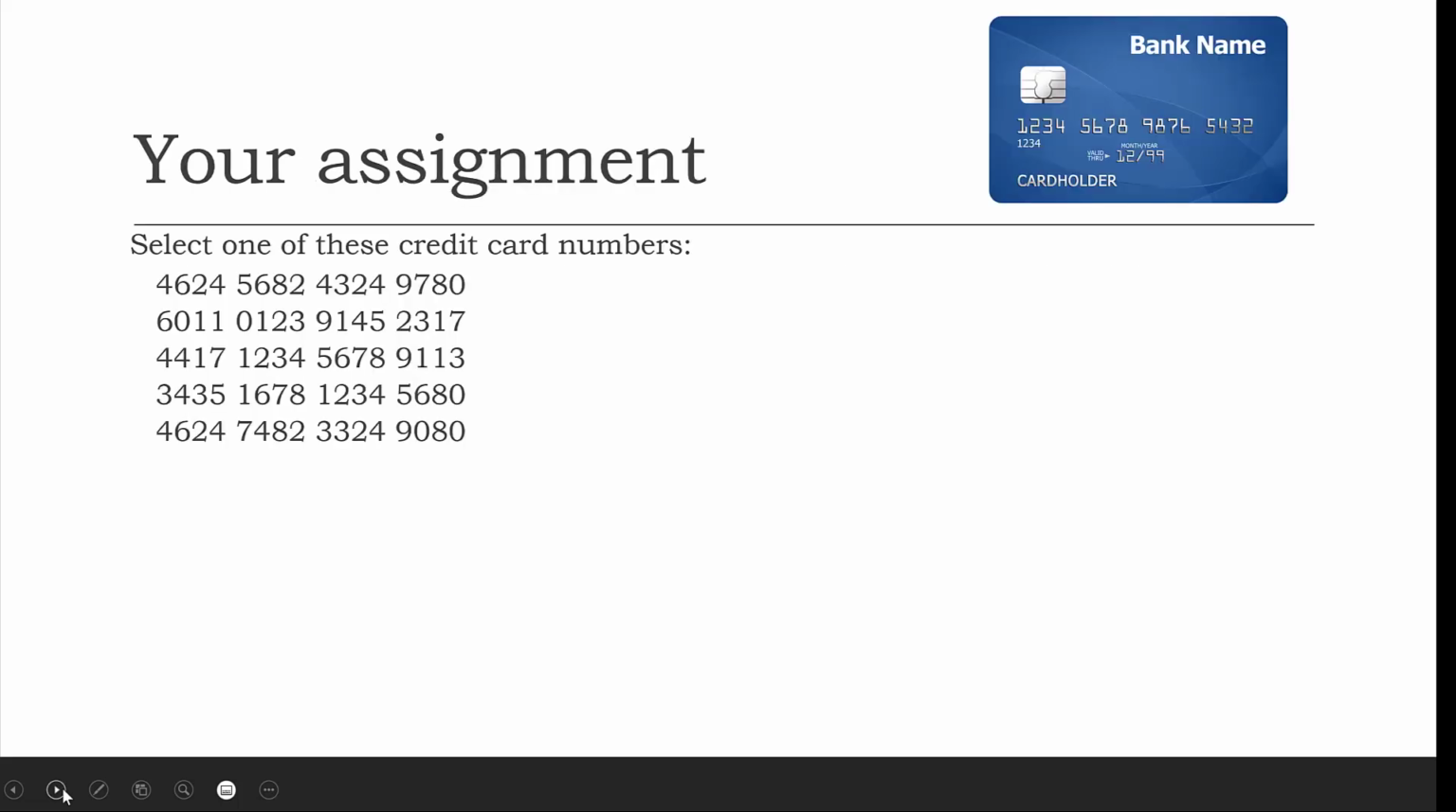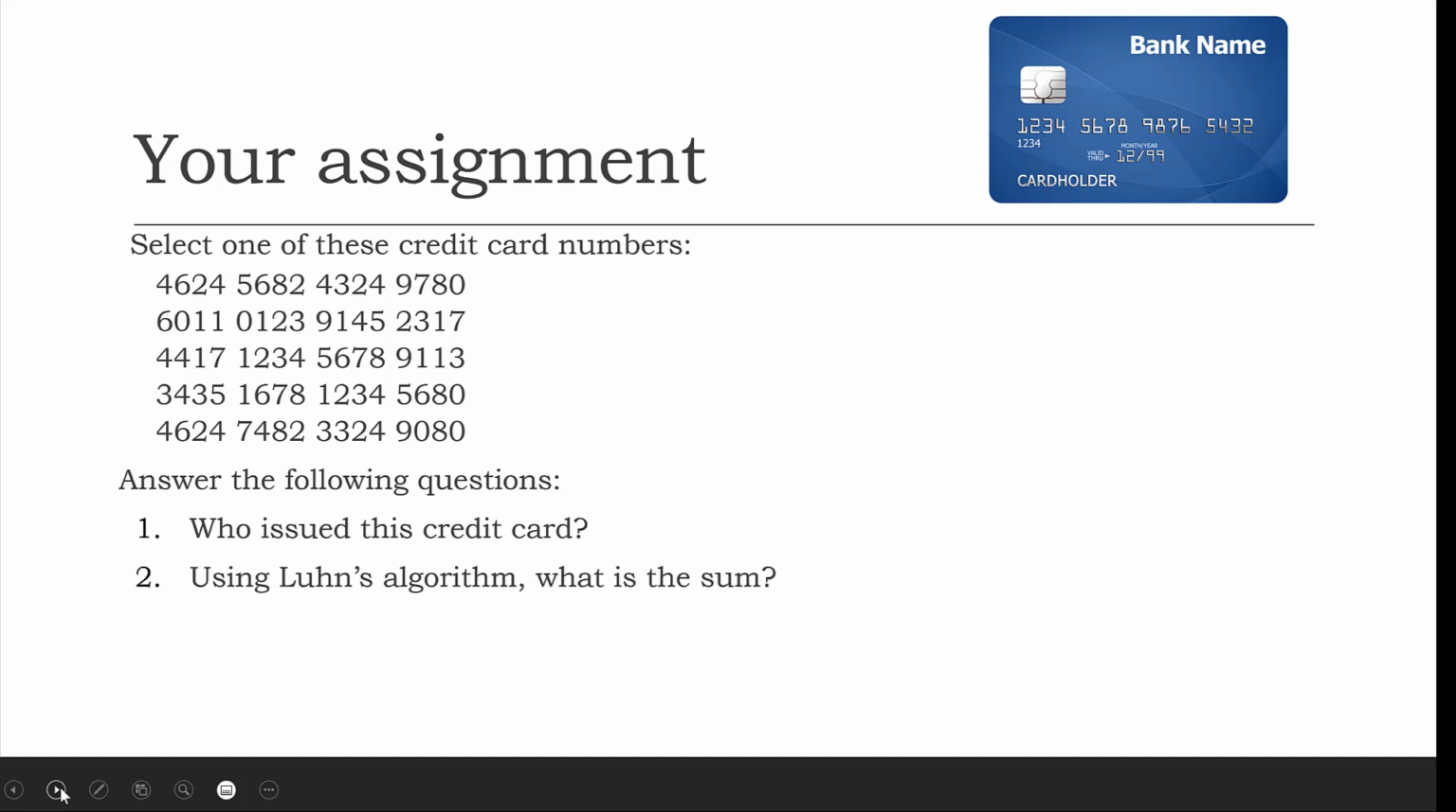Your assignment: you're going to pick one of the 5 numbers shown here, also included in the instructions, and you're going to answer the following questions. Who issued the credit card? Using Luhn's algorithm, what is the sum? And I wanted you to show the calculations in your posting. And then finally, is the credit card number valid? And explain your answer.